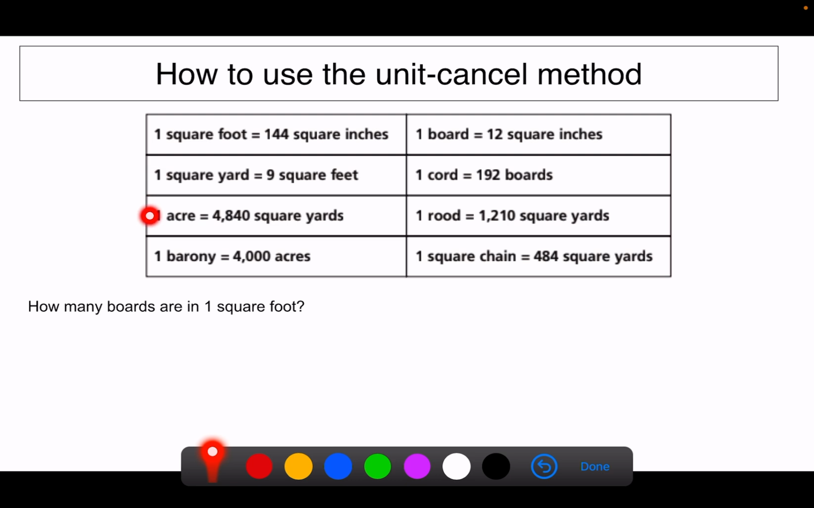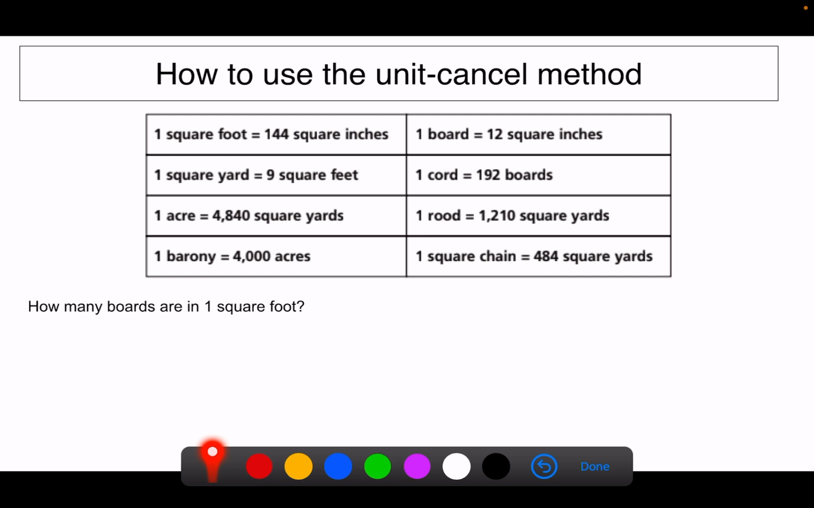This is a US system, and it uses some units that are no longer used anymore, like boards and cords and roods and square chains and baronies. These are all outdated, but we can use them to help us learn how to convert and use this cancel method, because the unit cancel method works for any kind of units. So it says here, how many boards are in 1 square foot? If you think you know how to solve this on your own, go ahead, stop the video and give it a shot. Otherwise, stick around. I'm going to show you how to do it.